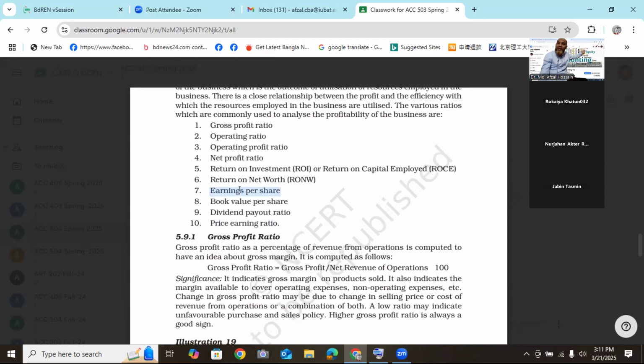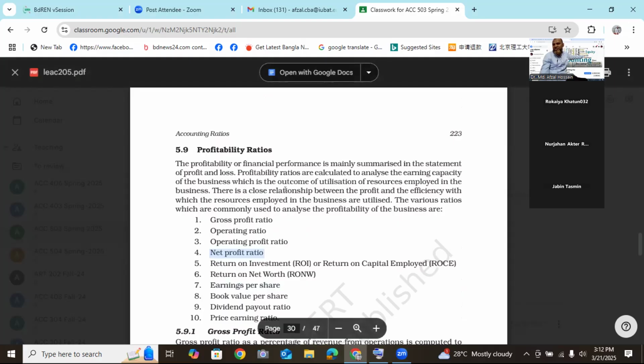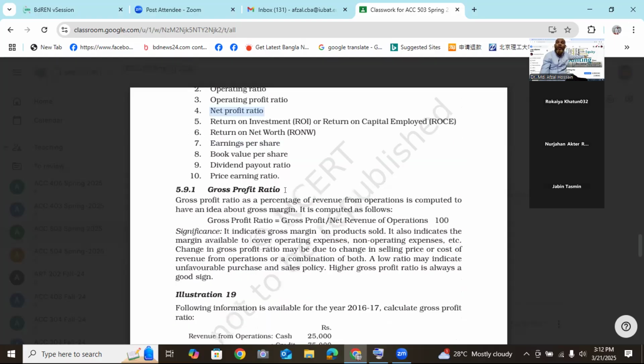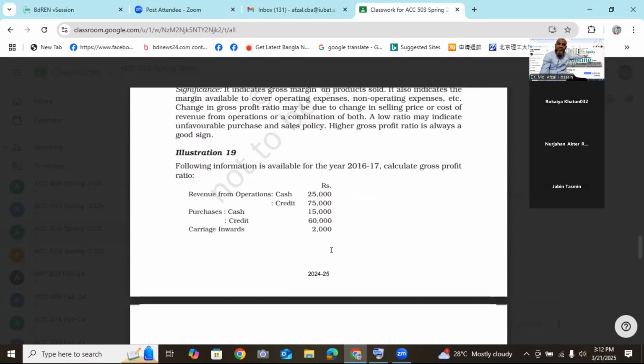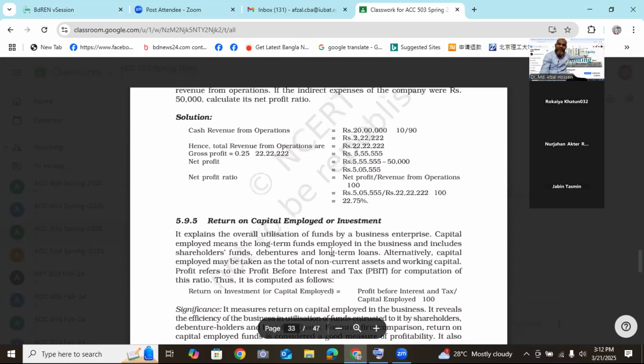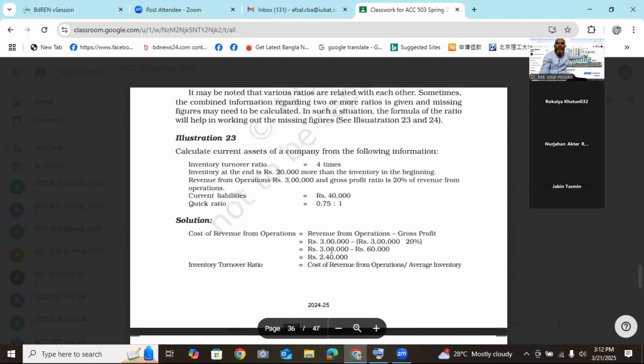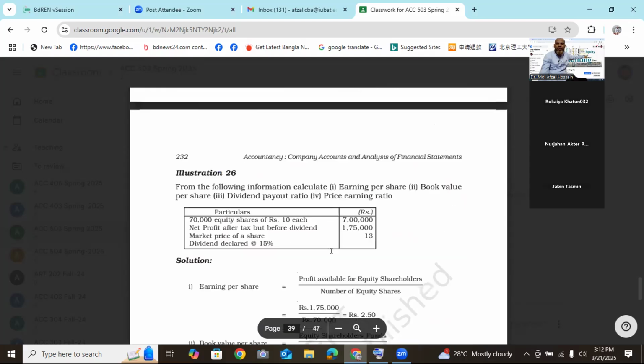Then the dividend payout ratio, book value per share, return on net worth, ROI, ROE, net profit ratio, very important things. If you can analyze these, you can take decisions about the company's overall profitability, whether to invest in this company or purchase its shares, and how they pay the dividend. We'll solve it next class, and after the next class this chapter will be complete.